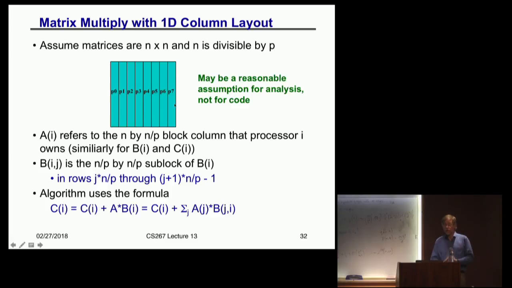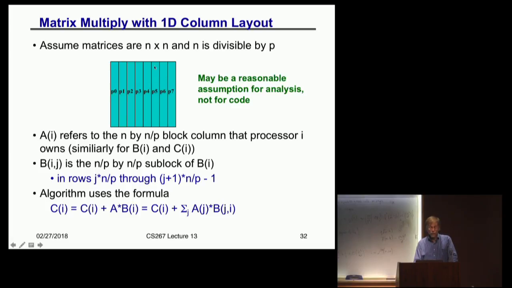So let's suppose that I have 8 processors, and each processor owns 1/8 of the columns of the matrix here. This is just one matrix; all 3 matrices are going to be stored the same way. For notation, I'm going to let A sub i be this particular n by n over p submatrix, and similarly B sub i and C sub i, just to write down the math.